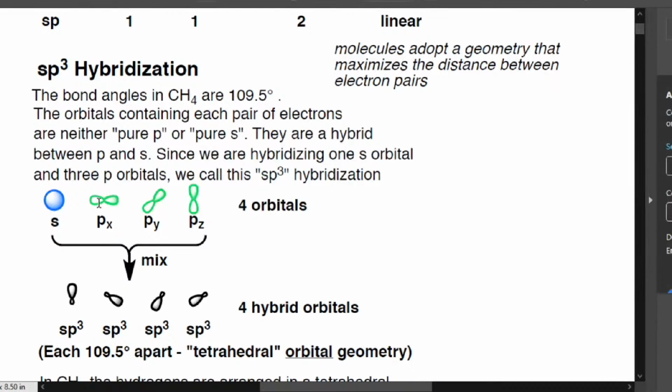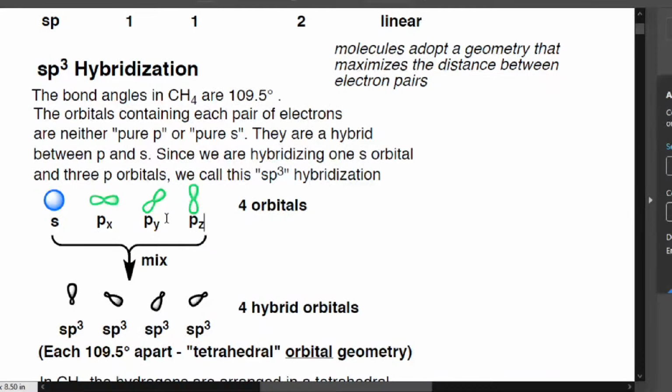Now s is spherical, px is along the x-axis, py is along the y-axis, and pz is along the z-axis. But they mix up and form 4 new orbitals which are in the direction of a tetrahedron. Even the directions change after hybridization. s has no direction because it is spherical, but px is in the direction of x, py is in the direction of y, pz is in the direction of z. So the angles between these 3 orbitals were originally 90 degrees, but after hybridization it is not 90 degrees.